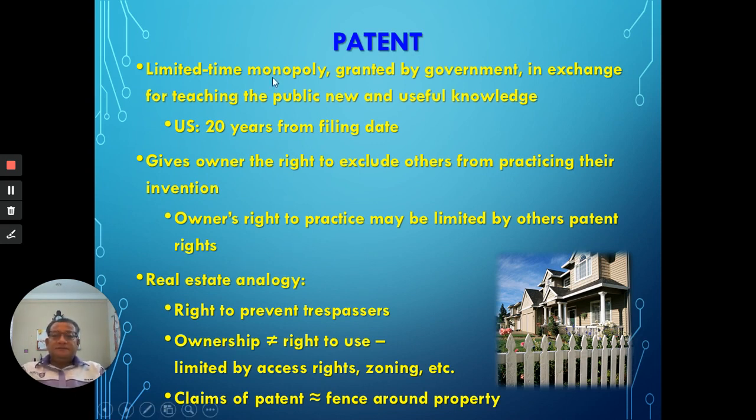Patent is normally known as a limited time monopoly granted by government in exchange for teaching the public a new and useful product. Usually a patent carries the time range of 20 years from the time it is filed. So patent is another way to protect the inventor or the owner of the invention so that it may limit others from copying the same product bearing different names or different trademarks. So patent is highly regarded as a big asset for a company.